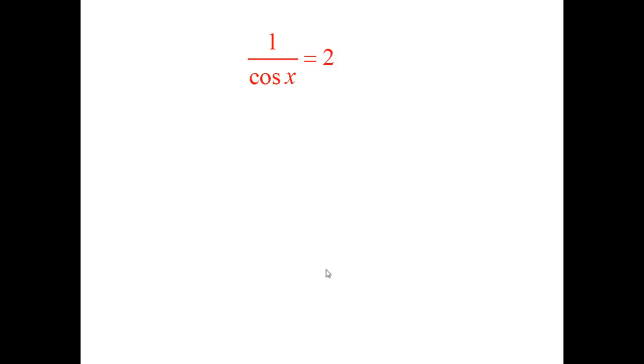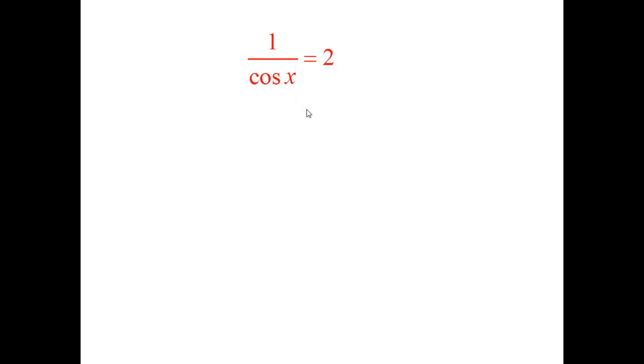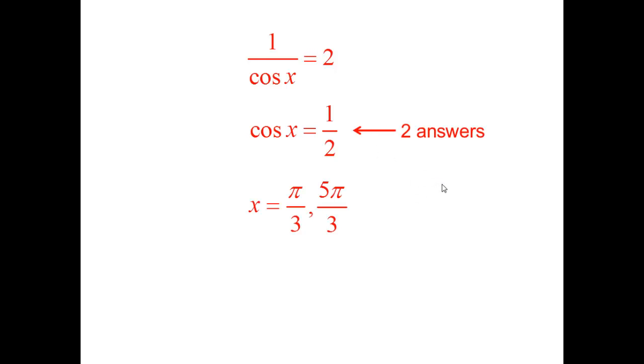So I now have 1 over cosine equal to 2. I just took something that looked kind of complex and made it into something that's really quite simple. Now if I want to flip that upside down, I can just do the same thing to the other side and get cosine equal to 1/2, which has 2 answers at pi over 3 and 5 pi over 3.